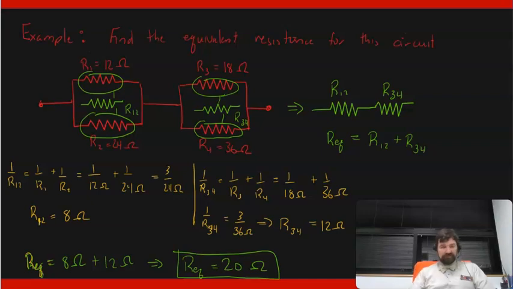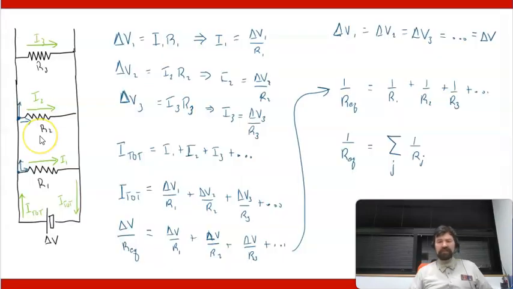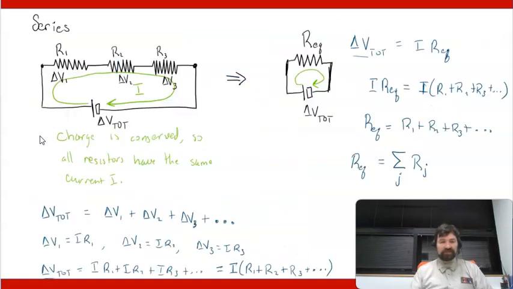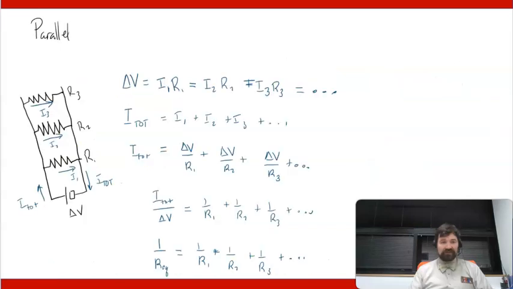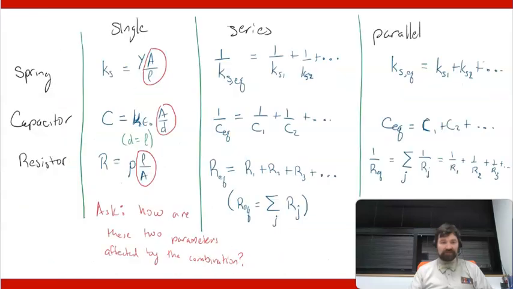And that is your parallel combination for resistors. Now note that in doing these two derivations for series and for parallel, I ended up getting the same results that I had with the geometric arguments here.